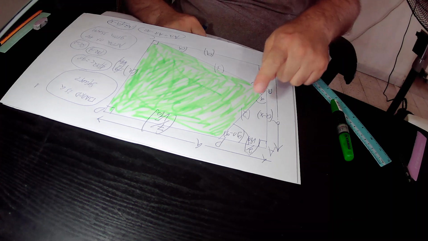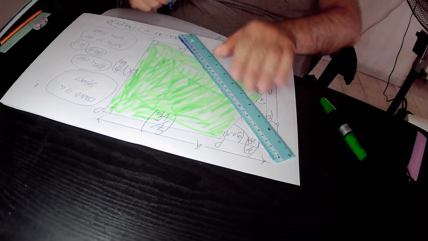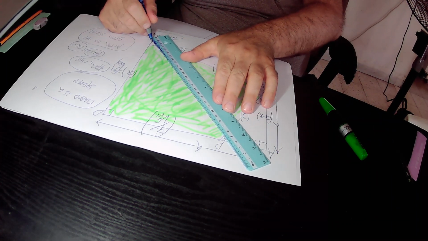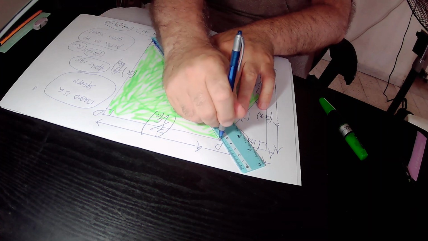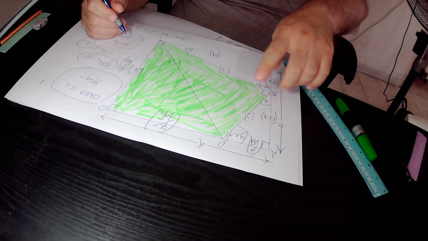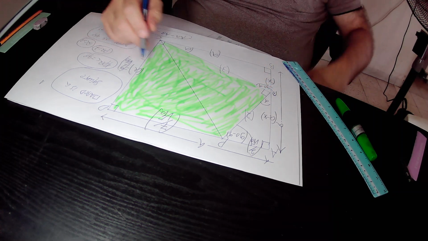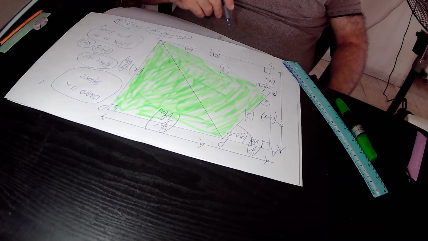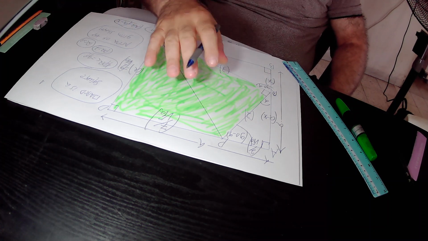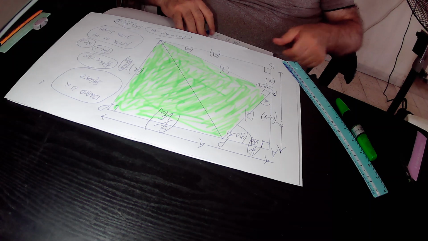We join points P and C together by a straight line. By joining points P and C, we get that there are two right triangles: the right triangle PDC and this right triangle QPC. Our mission is to find out the area of this green shape. So what is the area of the green shape?